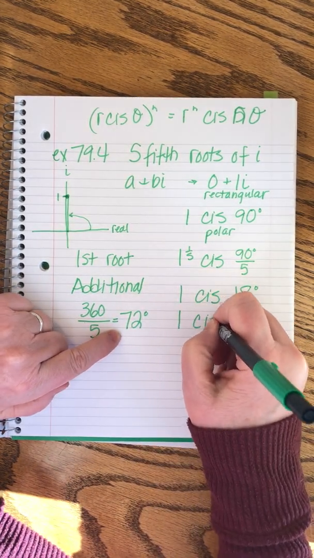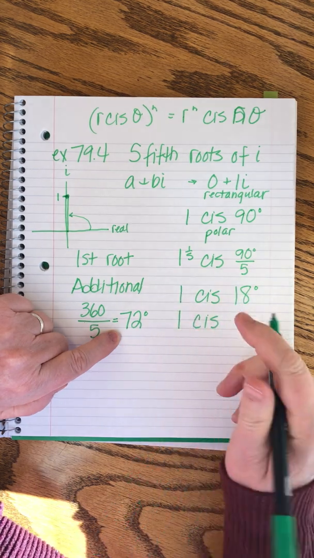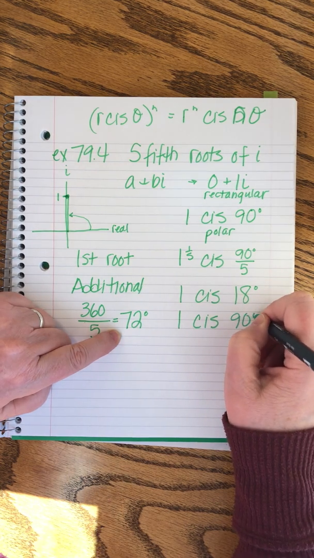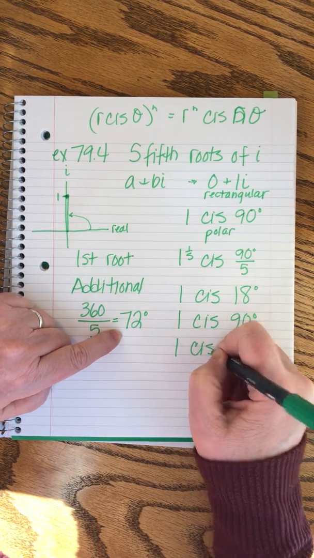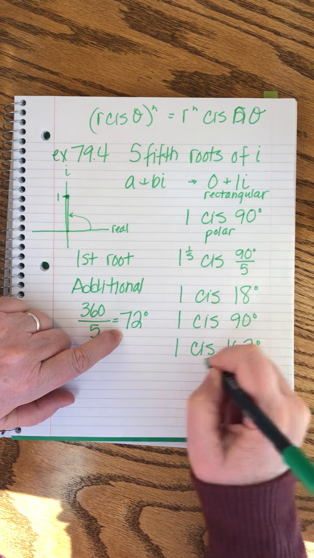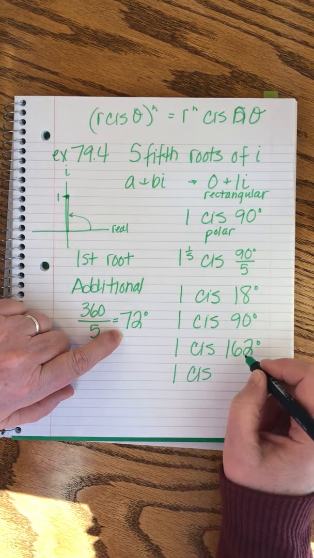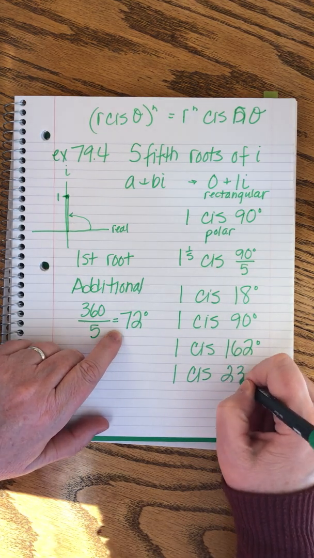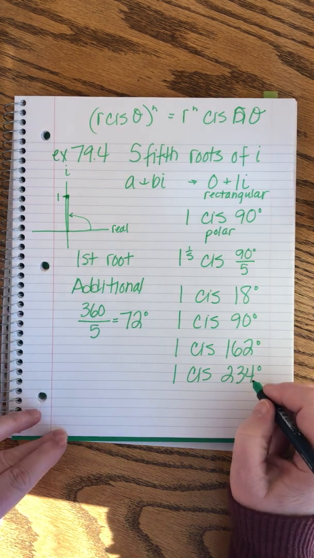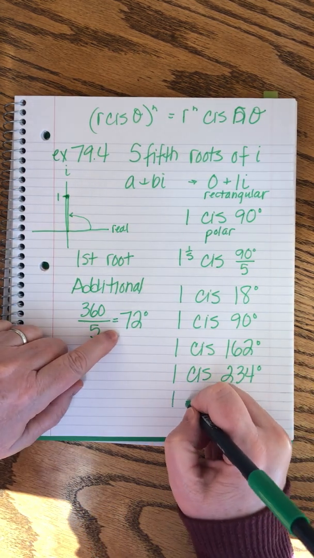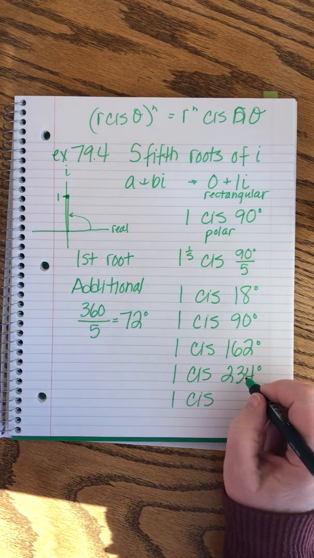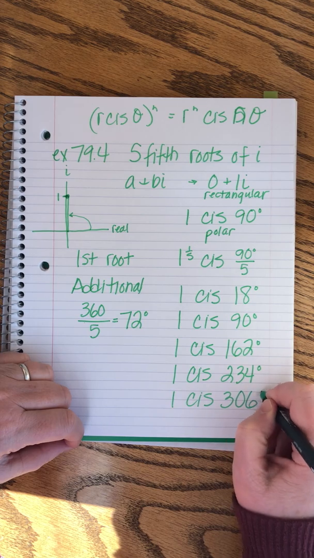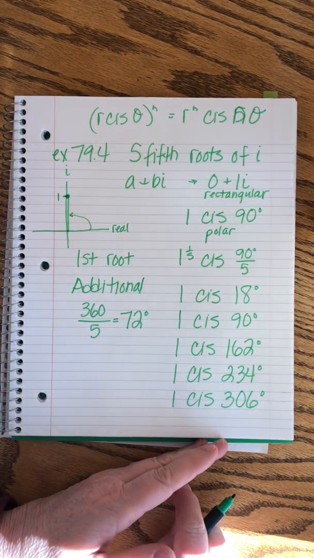So our second root, remember this number is always the same, and that is 90 degrees. Add 72 again. Add 72 again, that's what, 234. I'm just adding these in my head, but you could easily just add them here. And then one more time. And this would be what, 306. 306, okay? There are our 5 fifth roots.